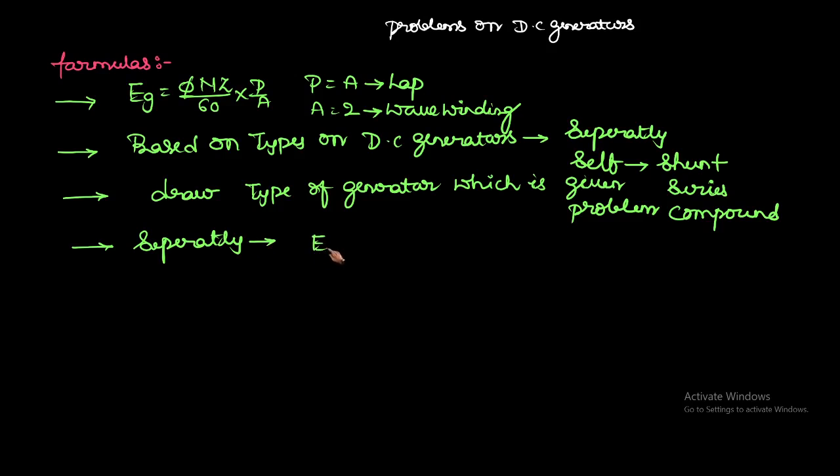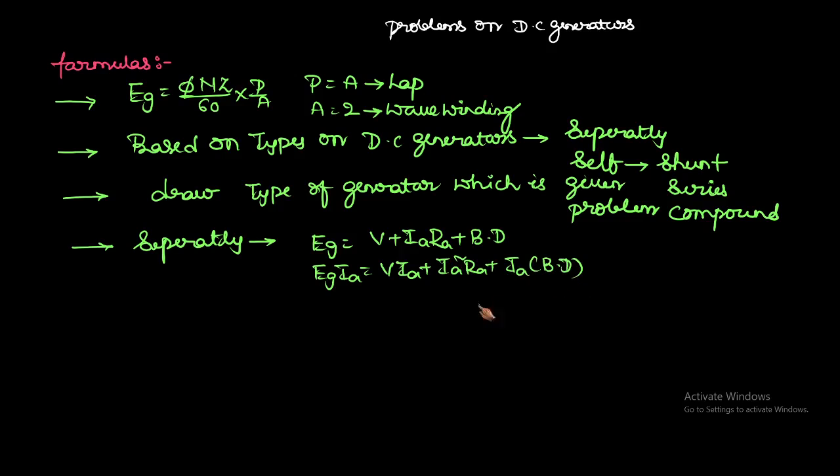We have already written Eg is equal to V plus Ia Ra plus brush drop. If you multiply with Ia on both sides, we get Eg Ia equals V into Ia plus Ia square Ra plus Ia into brush drop. We have already written this.